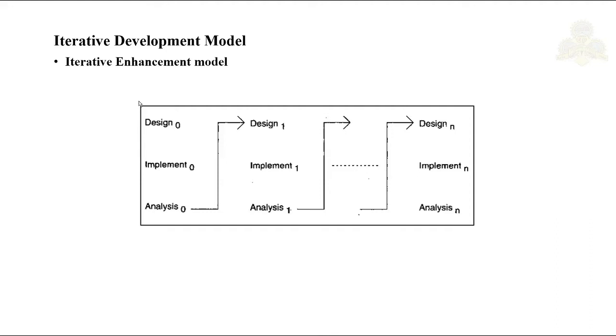In this model, the entire project development is divided into iterations. One iteration will consist of the design, the implementation, and the analysis of this iteration. Once it is done, the second iteration starts. Again, in the second iteration, design and development of another subset of the functionalities is done, analysis is done for that, and this cycle continues.